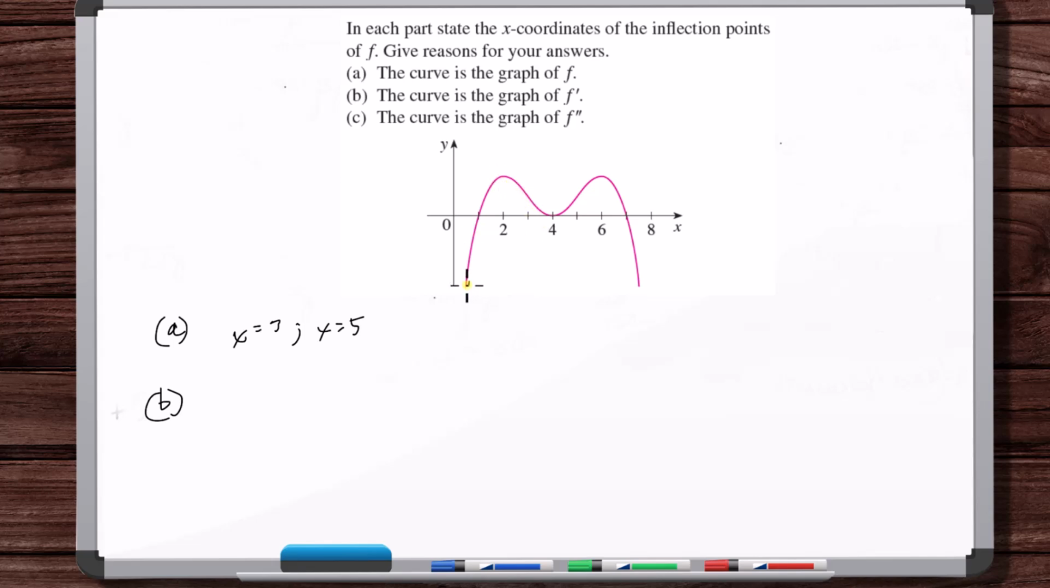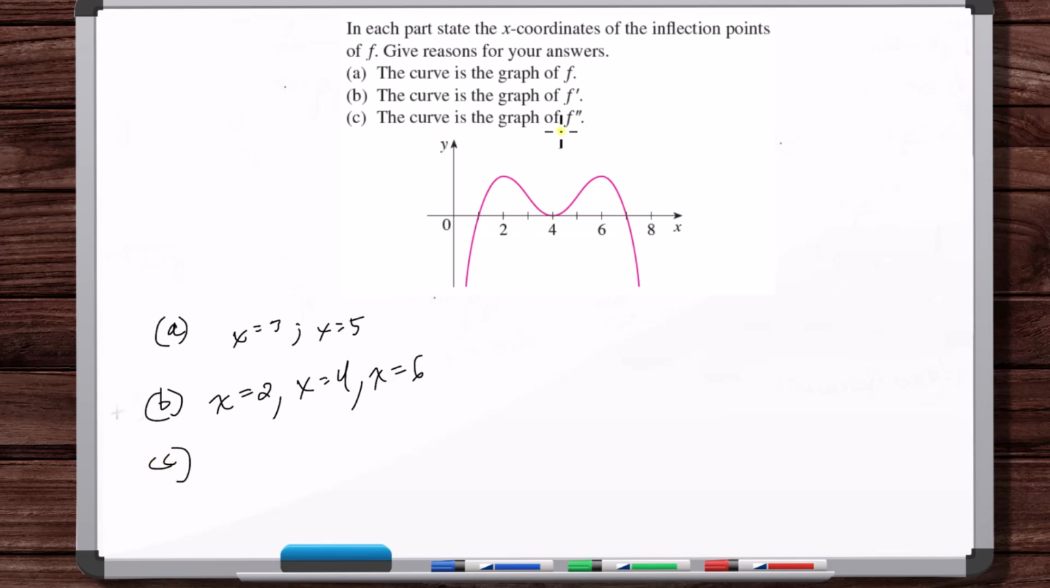So concave up, concave up, concave up, concave up. Now we switch to concave down. Concave down, concave down. Now we switch to concave up. Concave up, concave up. Now we switch to concave down. You see? So the inflection points are x is equal to 2, x is equal to 4, and x is equal to 6.